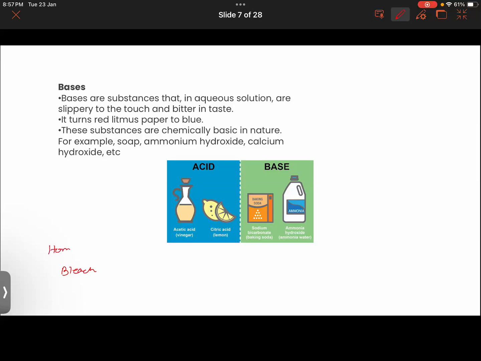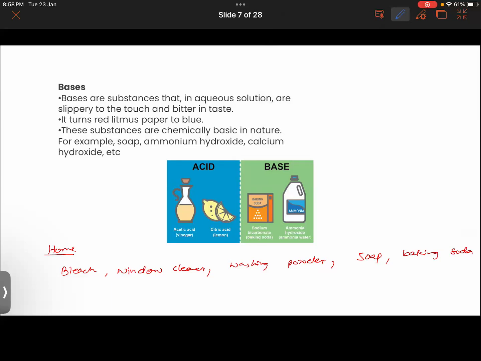At our home, it is found in bleach, in the window cleaner, in the washing powder, and the most common, baking soda. Soap and baking soda are also there. So these are the common products at our home in which it is found.